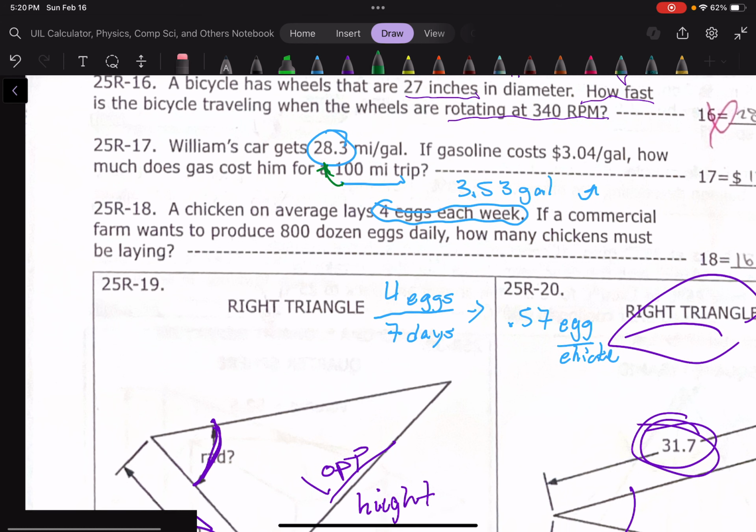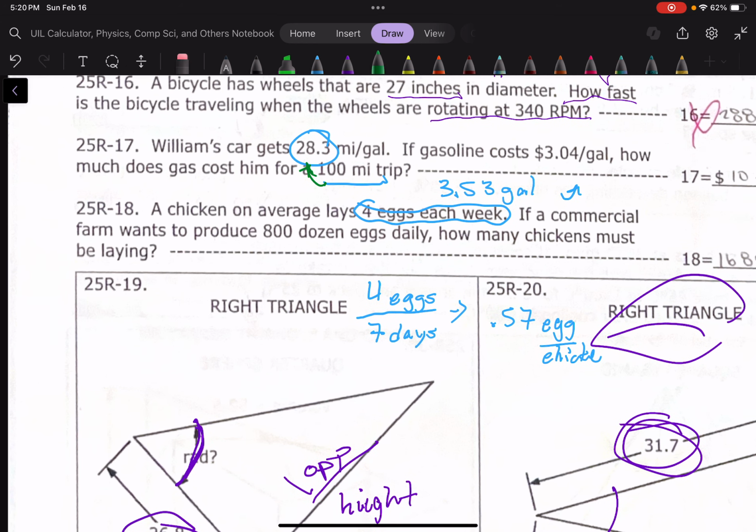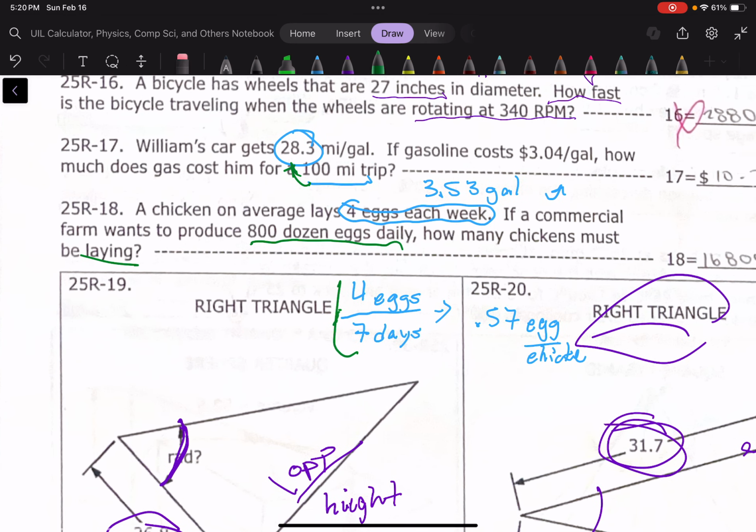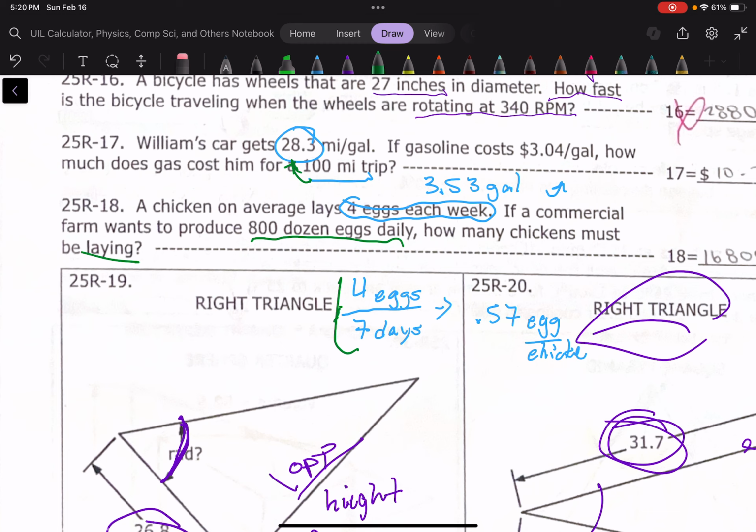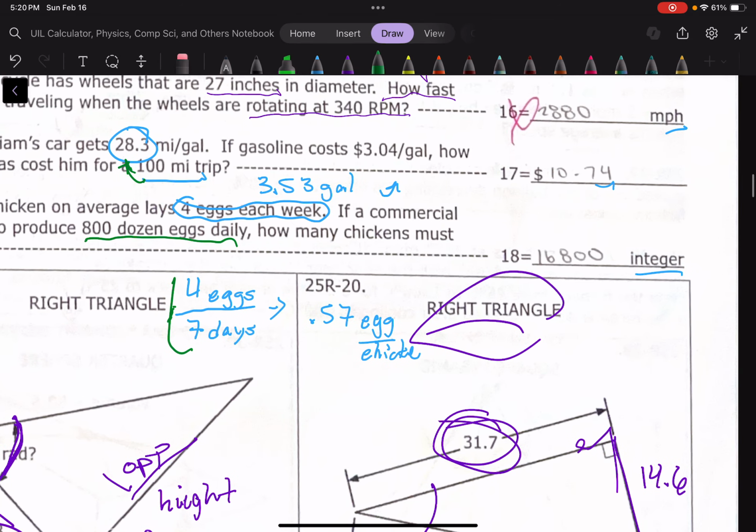Okay. A chicken, on average, lays 4 eggs every week, and so we want to find out how many chickens we need if we want to produce 800 dozen eggs daily. So we get the average egg laying production of a chicken every day, 4 eggs over a week. That's 0.57 eggs per chicken every day. And we want to produce 800 times 12 eggs daily. And so then from there you divide the two, and then you get your answer.